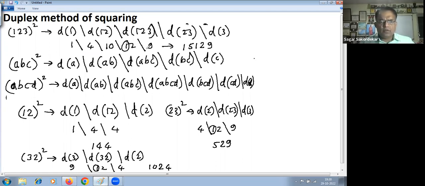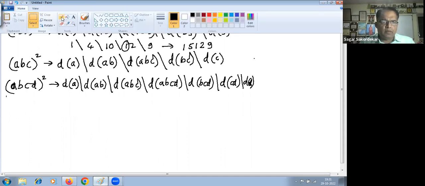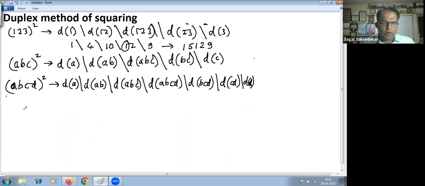Any doubt? This is something new that you are learning. So if you have a doubt, you can ask. If anybody wants me to repeat, just say repeat in the chat box first. Okay, this is one request for repeat. 1, 2, 3 square, 3-digit square. As I'm saying, this is a totally general method of squaring. You can square any number using the duplex method of squaring.